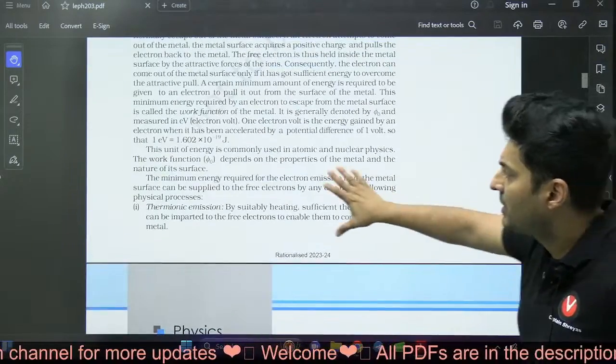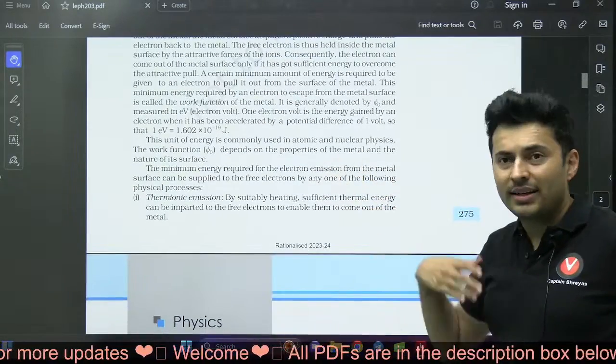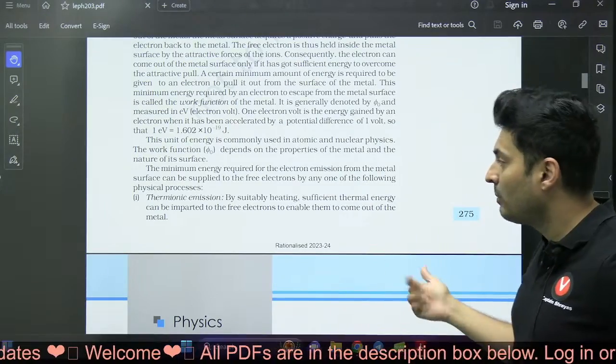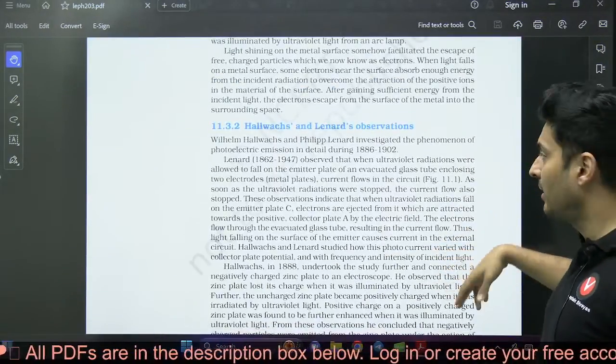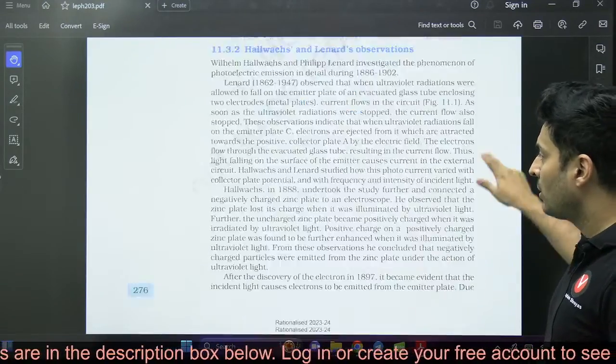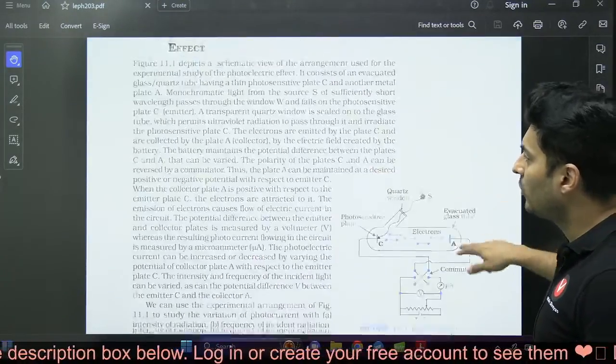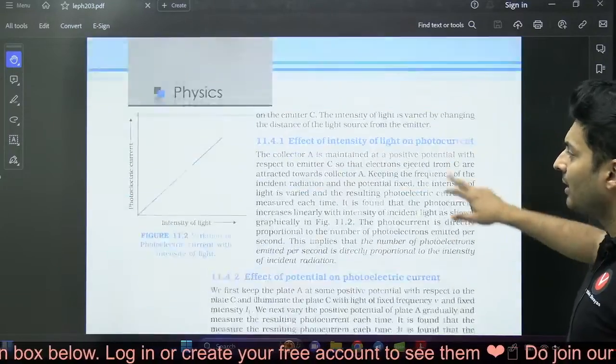Okay, these statements are very important over here. What are the different ways you can emit electrons? Thermionic emission, field emission, and photoelectric emission. What are these things? And you should know it. So going ahead, photoelectric effect, the experimental setup is there.